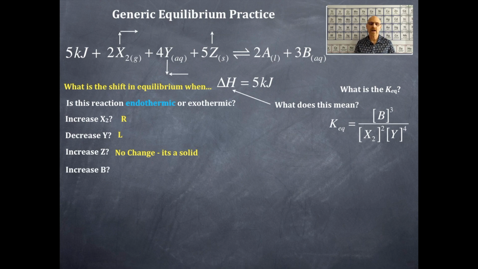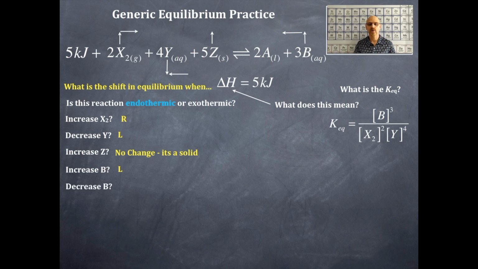Okay. What happens if you increase B? Now notice B is on the product side. It's aqueous. I'm going to increase the B, and I am going to shift away from it. That's up, up, and away. Okay, and that's a shift towards the reactants, which is a shift to the left.